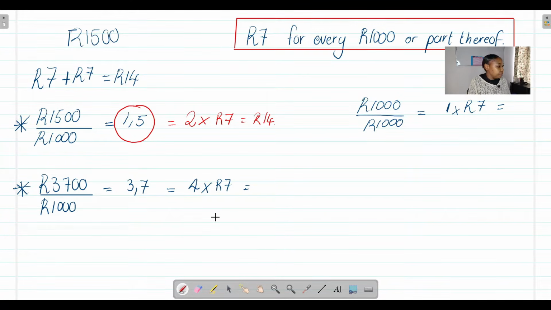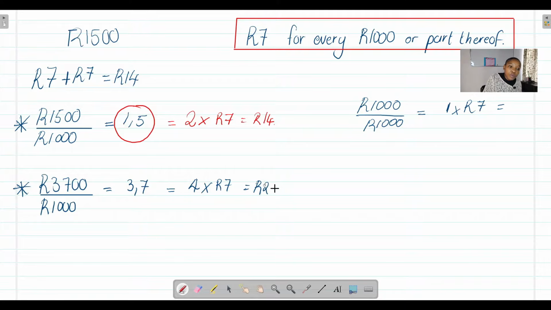And in this case, is equal to your 28. So you'll pay basically 28 Rand for withdrawing 3,700 at Bank A, right? So this part here is very important. When they talk about a part thereof, then you need to know that whatever amount that is more than 1,000 that you've basically withdrawn, you'll basically be charged like it was an additional 1,000. Okay, I hope it makes sense.